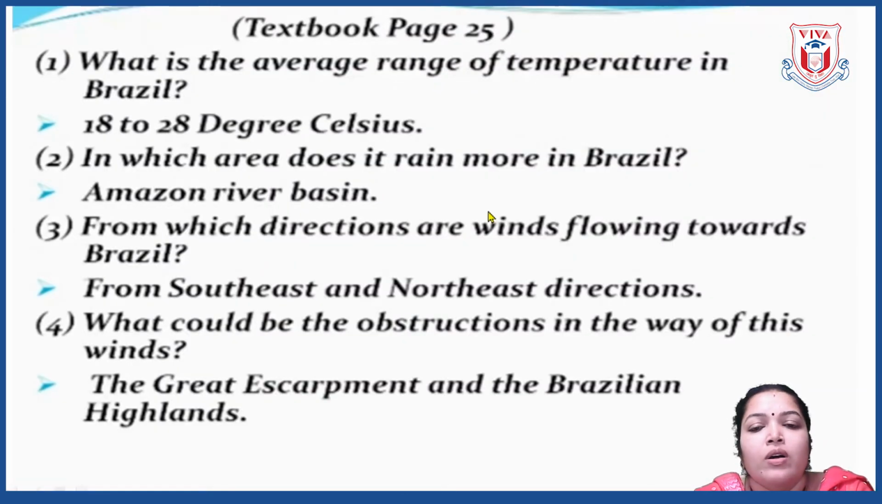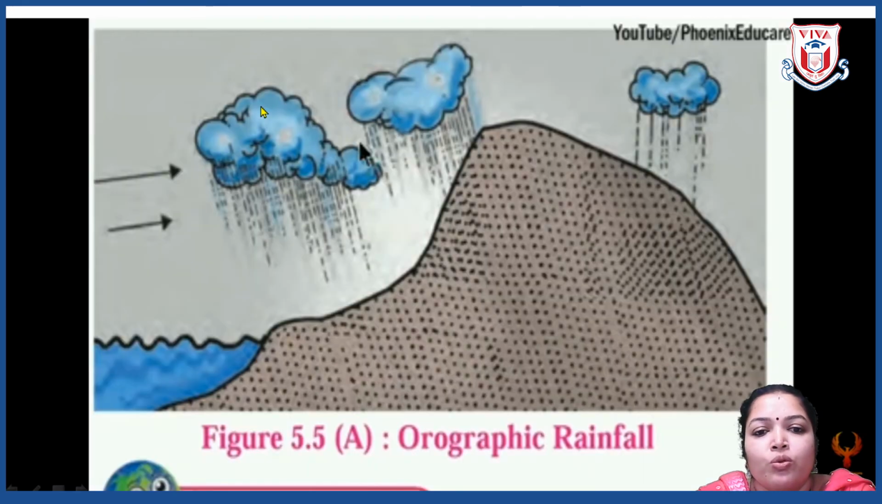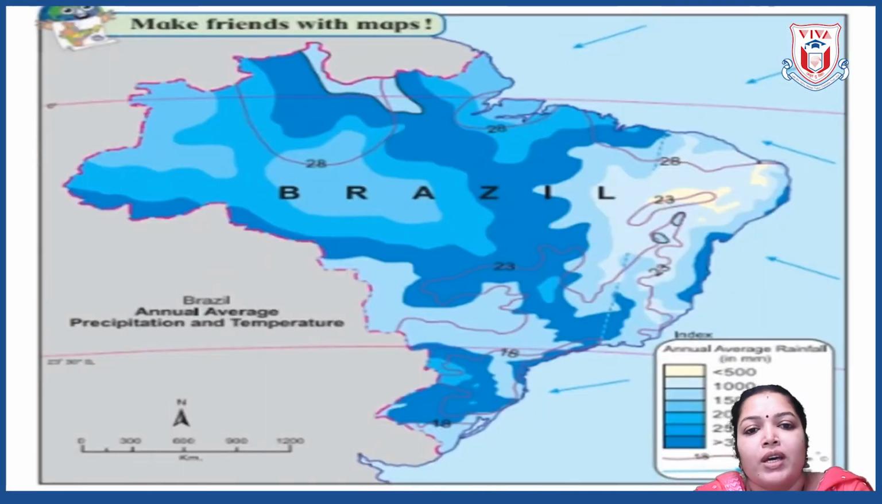Now, let us solve questions from the textbook, page number 25. What is the average range of temperature in Brazil? We can see the average temperature is between 18 and 28. We can see 23 also, which means the temperature is moving between 18 and 28.